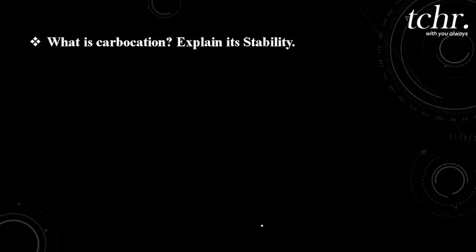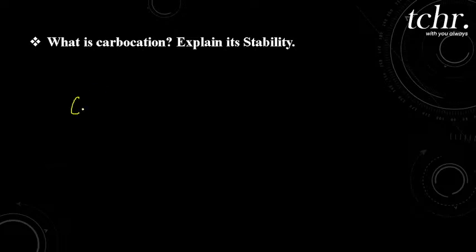If both the electrons go towards one atom, the carbon which loses the electron will get a positive charge, and we call it a carbocation, right? So when a question is asked what is carbocation, you can tell: a group of atoms containing a carbon atom bearing a positive charge on it is called carbocation.